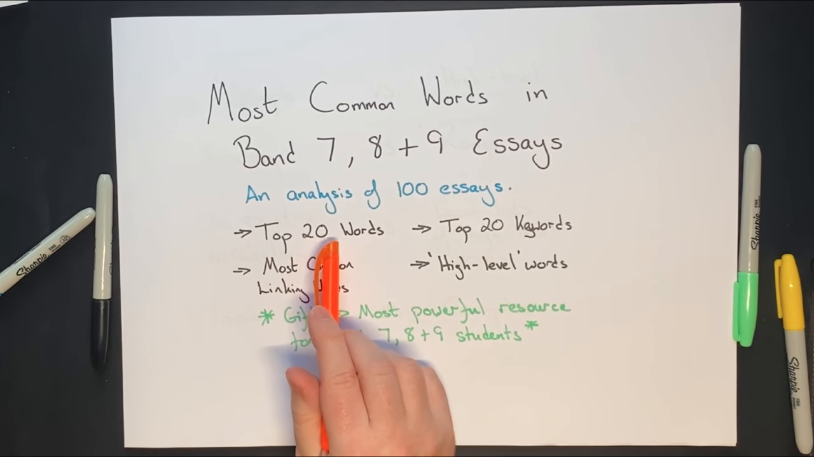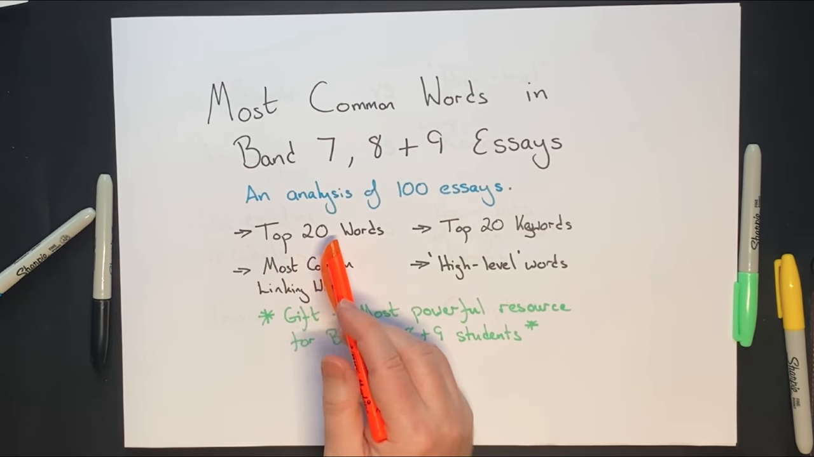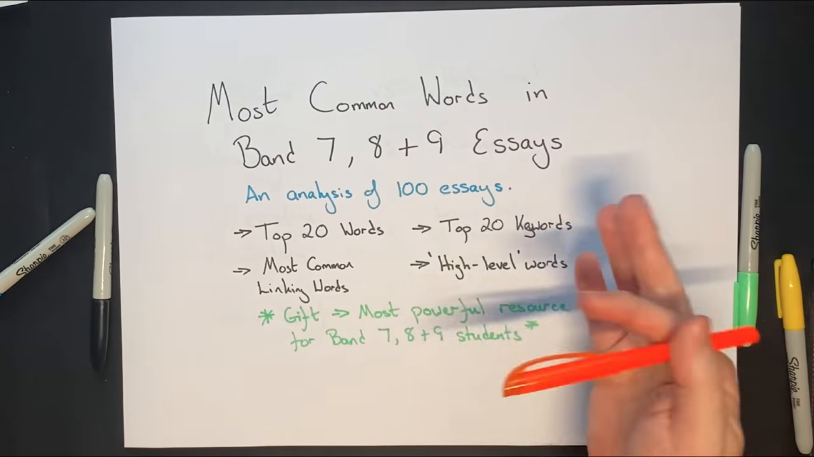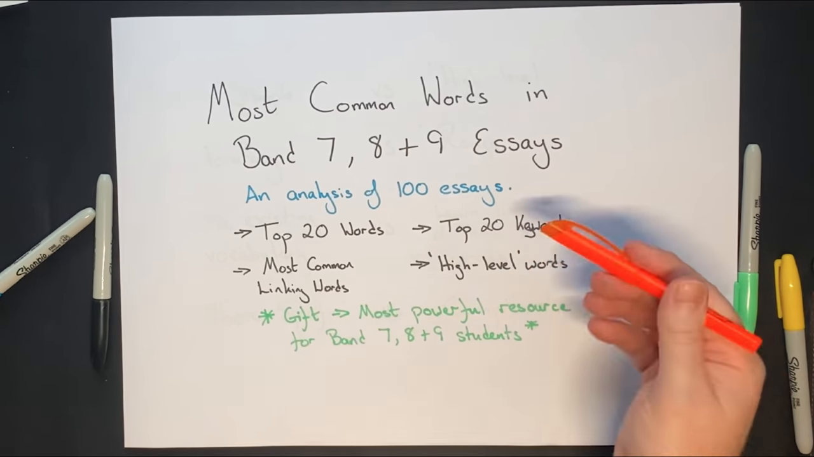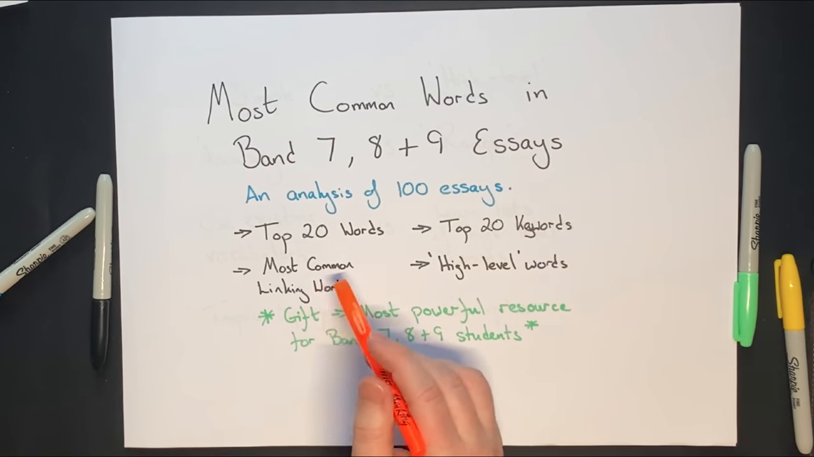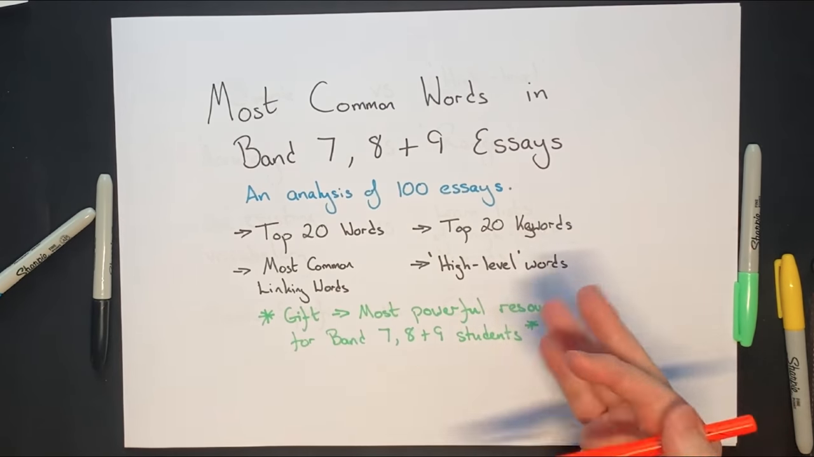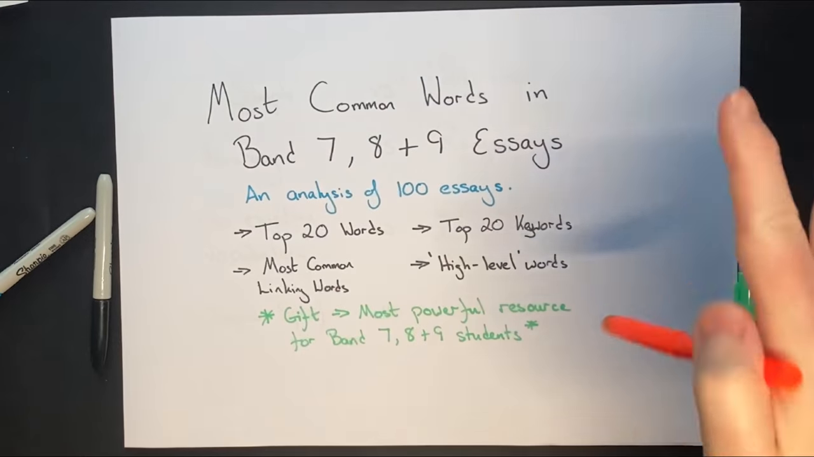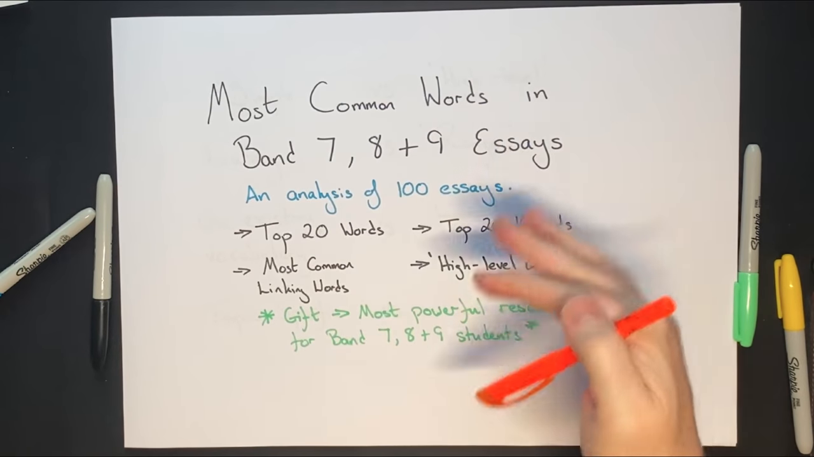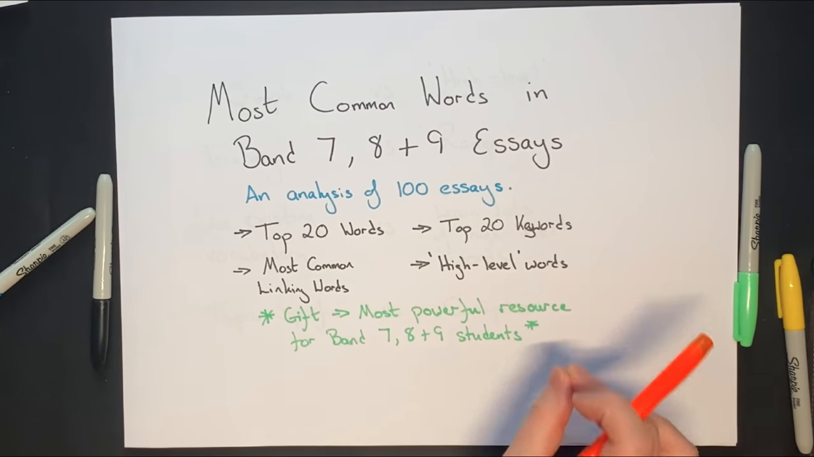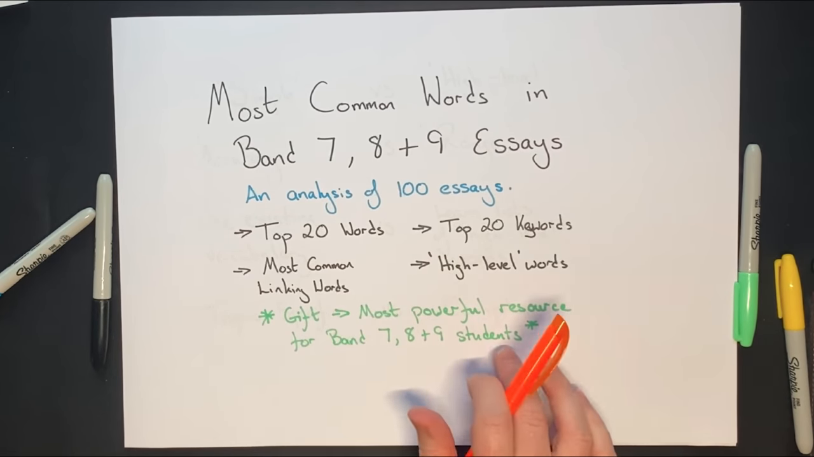We're going to look at the top 20 words, and the percentage of the top 20 words is unbelievable, so stay tuned for that one. Then we're going to look at the top 20 keywords or the top 20 nouns that kept coming up again and again. This is going to help you with those common topics that come up in task two. Then we're going to look at the most common linking words, and we're also going to analyze the percentage of high level words and the highest level words that were in these bands 7, 8 and 9. We're going to give you a list, and if you stay until the end of the video, we're going to give you a link to the most powerful resource for band 7, 8 and 9 students for free.